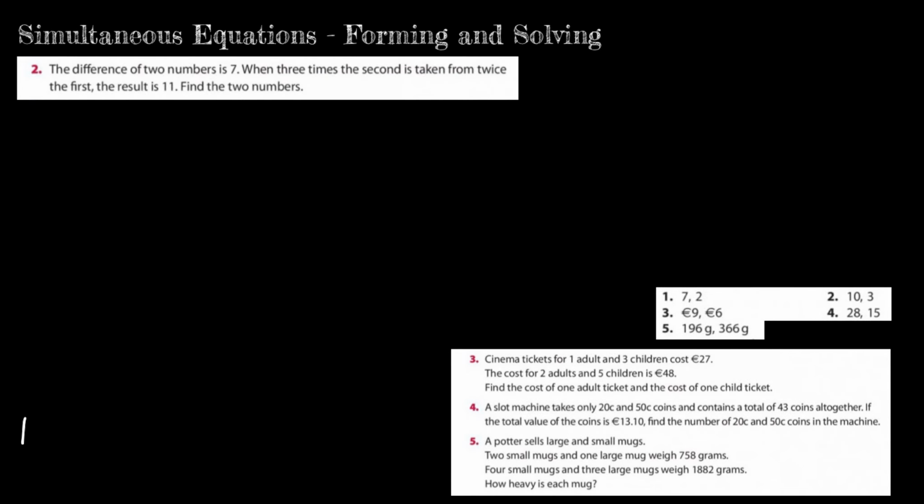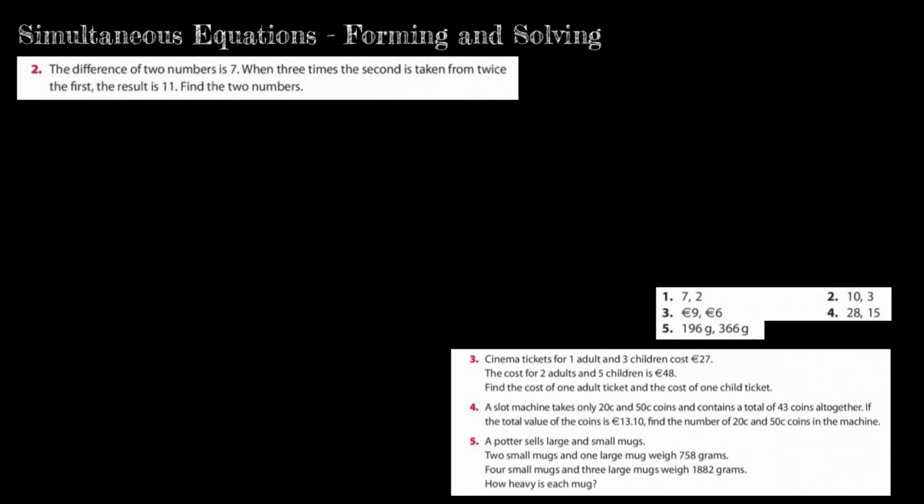Okay, so we'll look at the second one now, right? So what we'll do there is we'll just check this one here. So question 2 is there now. If you get question 2, you can fly through these. If you get question 2, then you can move on and do question 3 and 4, obviously, and so on, right? So the difference between two numbers is 7. When 3 times the second number is taken from twice the first, the result is 11.